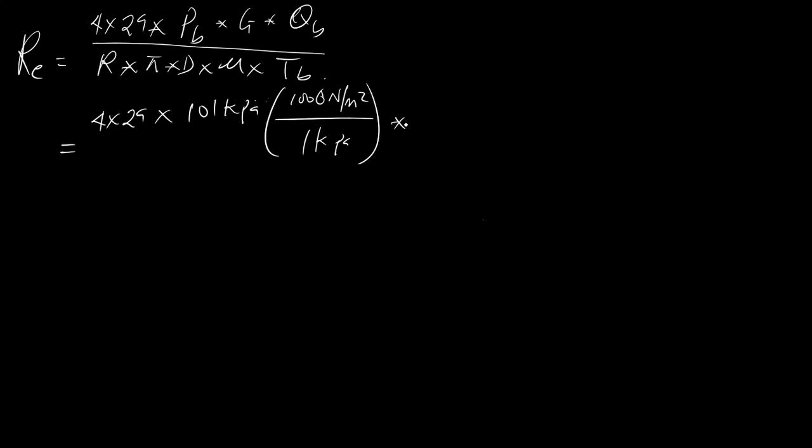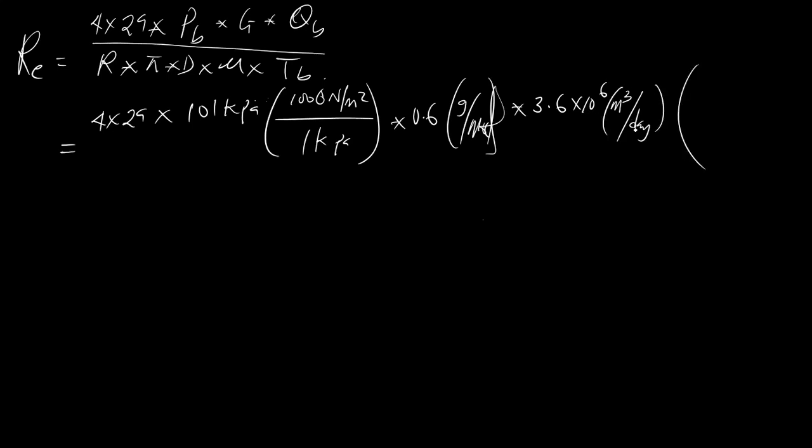So 29G, this 29G is grams per mole. Grams per mole times G, sorry, G is 0.6. Now we have our Q to be 3.6 times 10 raised to the power 6. This is meter cube per day.